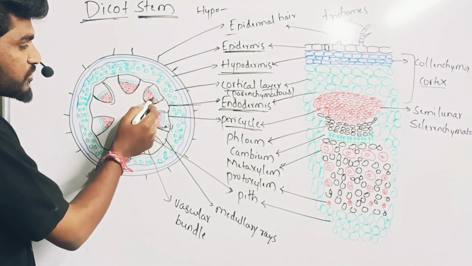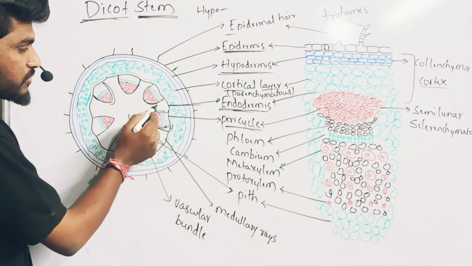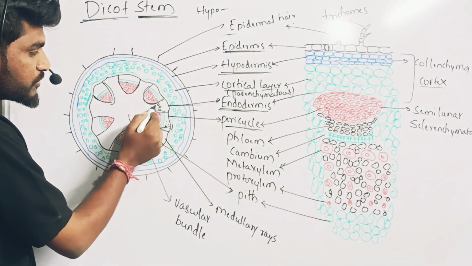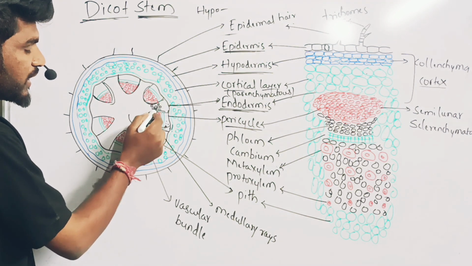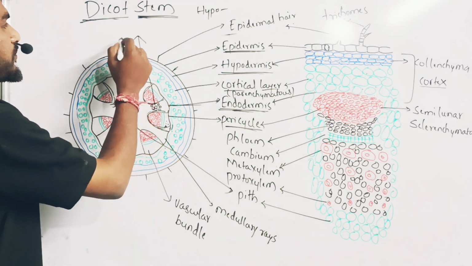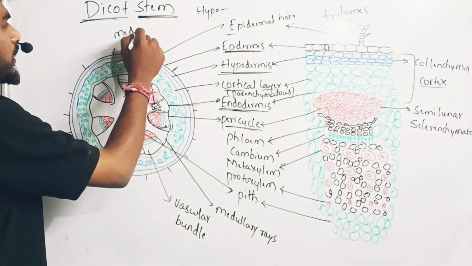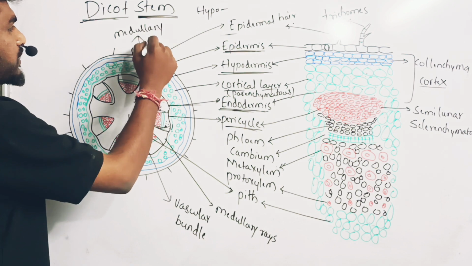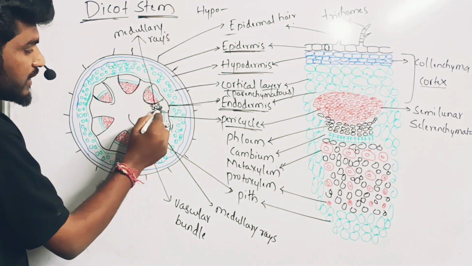In between these vascular bundles, we have some parenchymatous tissues. This type of parenchymatous tissue will be present. We call them medullary rays. They are arranged radially.